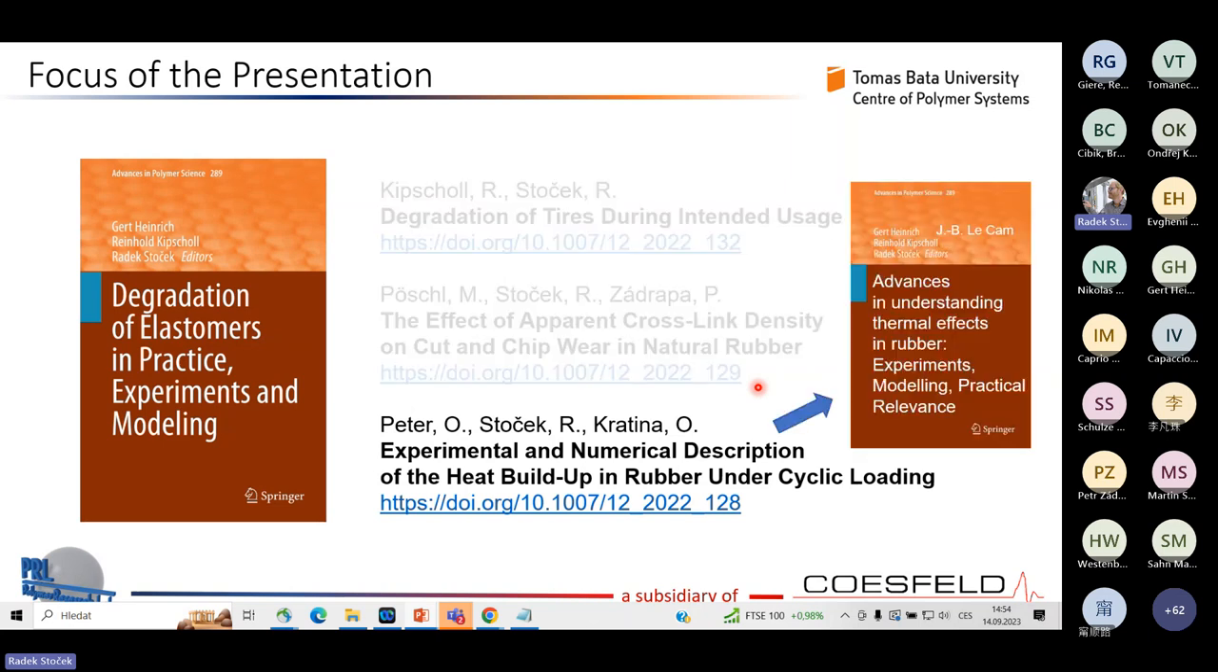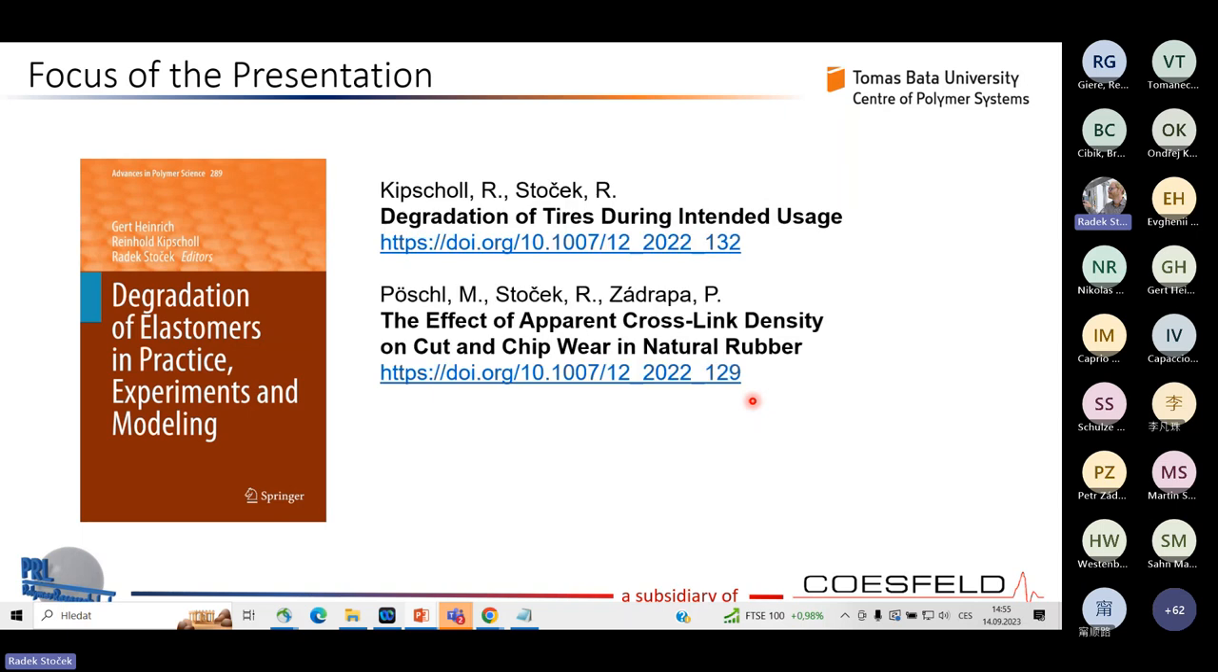The third chapter I will not present today because, as you see, this is a degradation topic for sure. However, this is a topic more related to temperature, and this will be presented in the future together with a new book project, which will come at the beginning of next year, and which is labeled Advances in Understanding Thermal Effects in Rubber: Experiments, Modeling, Practical Relevance. So today I will speak about the content of these two chapters.